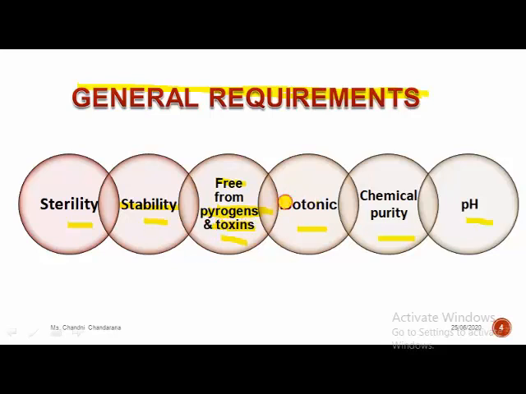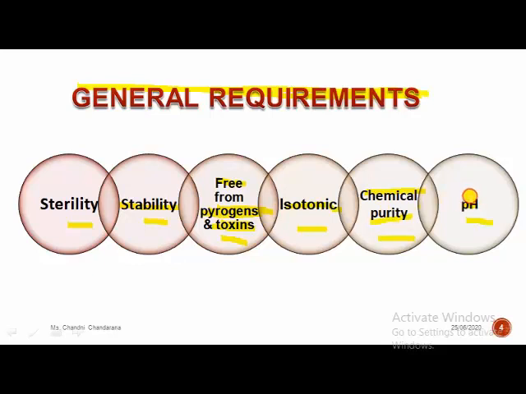Now the next is isotonic. Whatever parenteral preparation is there, it should maintain isotonicity, meaning it should be neither hypertonic nor hypotonic. It should be isotonic. Then chemical purity: whatever ingredients we have added to our preparation should be pure.